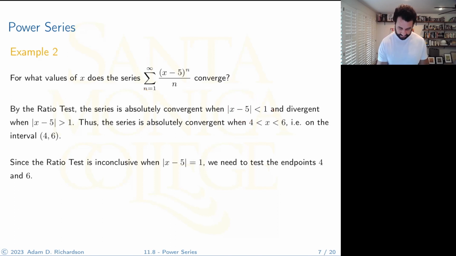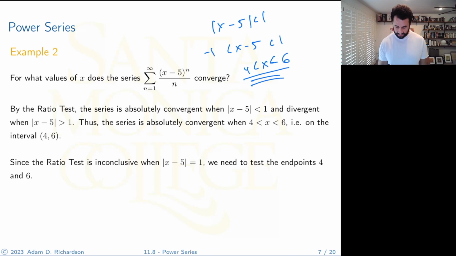Let me write this up here. So what we need is we need absolute value x minus 5 to be less than 1. That's equivalent to saying this, which is equivalent to saying this. There we go. Just like so. And that's where I'm getting this. So as long as x is strictly between 4 and 6, the series will converge. Cool stuff.